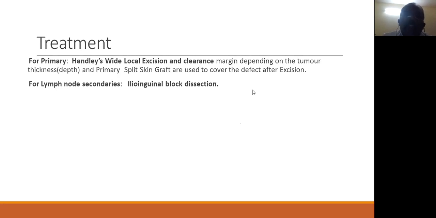And then, what is in-transit metastasis? In-transit metastasis will be more than 2 centimeter away from the primary tumor. Very good. And it is in the area between the primary tumor and the regional lymph nodes, in the lymphatic pathway.